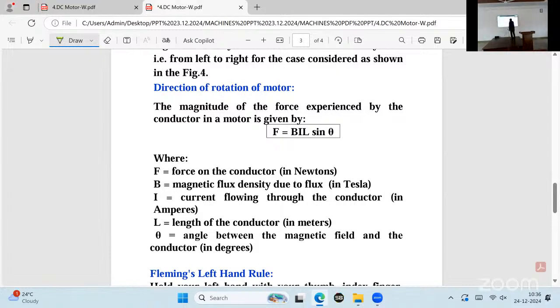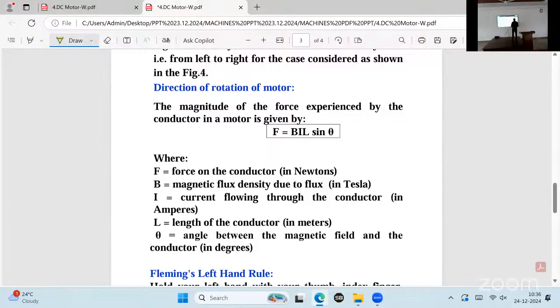Next one, current. Have we given current to the armature or not? Who has given the current? We have, with the help of a battery. More current, more force; less current, less force. This is the input electrical, so the force depends upon how much current you are giving.